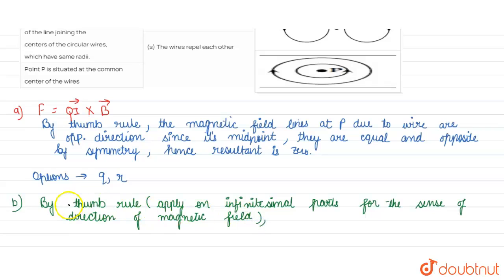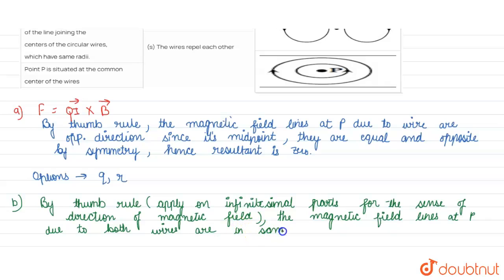So we can say by thumb rule, the magnetic field lines at P due to both circular wires are in the same direction.